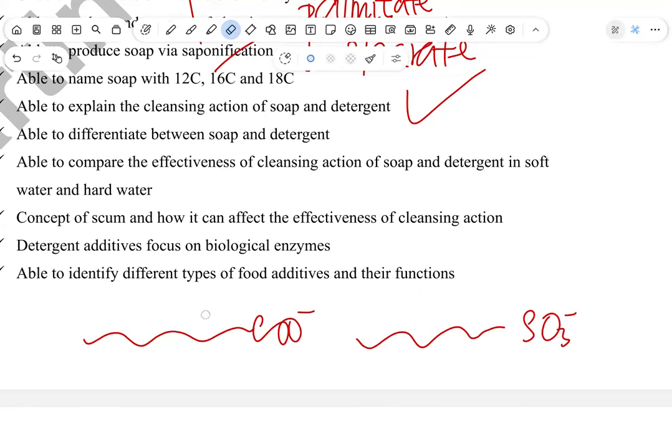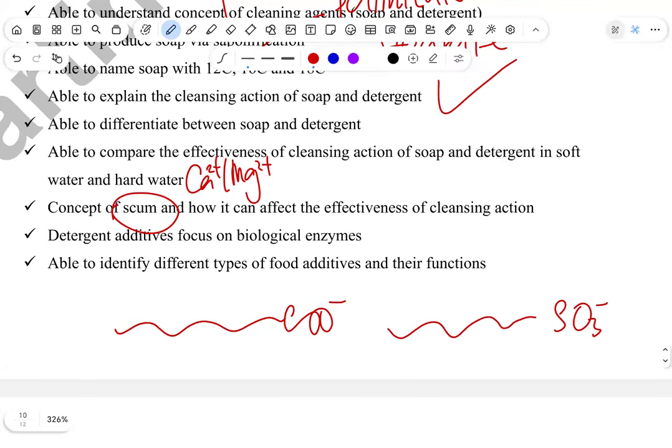How to compare the effectiveness of cleansing action in soft water and hard water. Hard water has calcium and magnesium. Soap is less effective in hard water. Detergent is wonderful, it works really well in both soft water and hard water. Why? Scum, isn't it? We learned that soap ion can combine with magnesium and calcium ion to form insoluble salt, which is scum. When detergent combines with calcium and magnesium, it forms a soluble salt. They form a soluble product, so no scum.